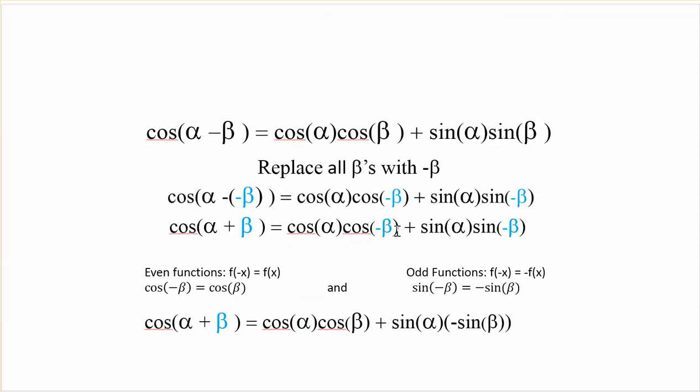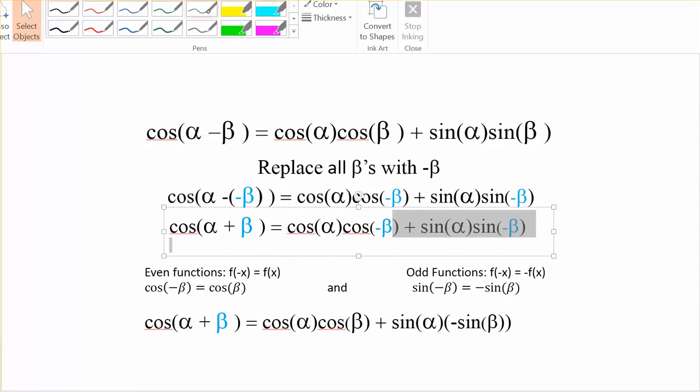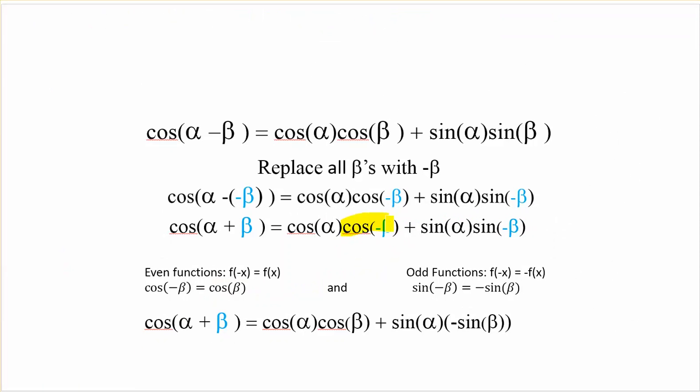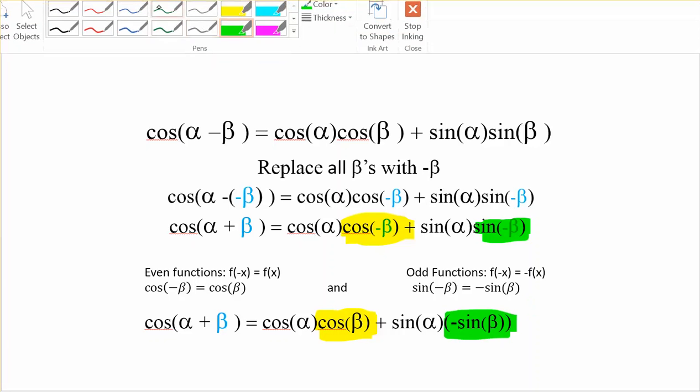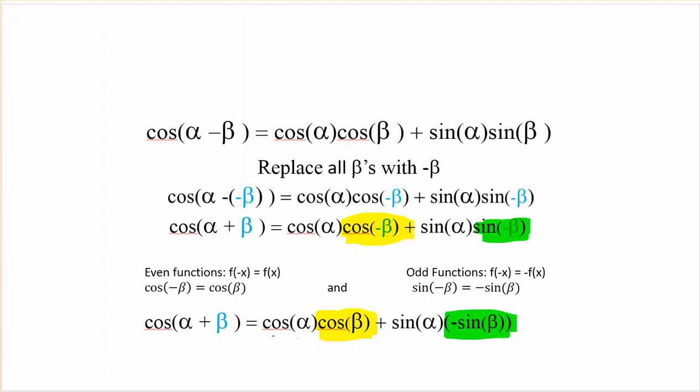So here we have this negative beta right here. Cosine of negative beta has been replaced with cosine beta. And we have sine of negative beta has been replaced with the negative sine of beta. So now what we have is cosine alpha cosine beta plus sine alpha times a negative sine beta.